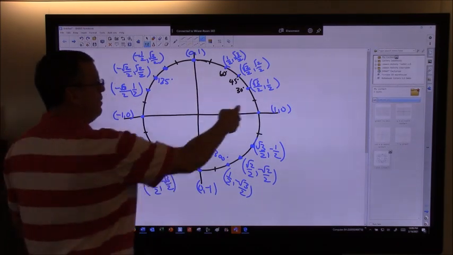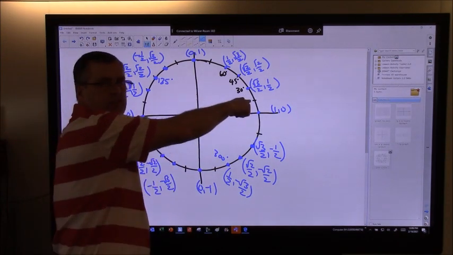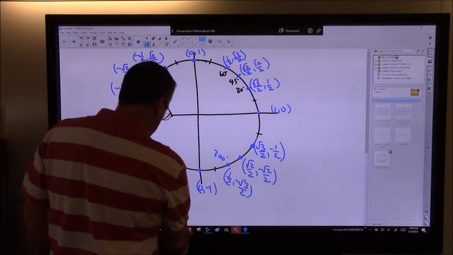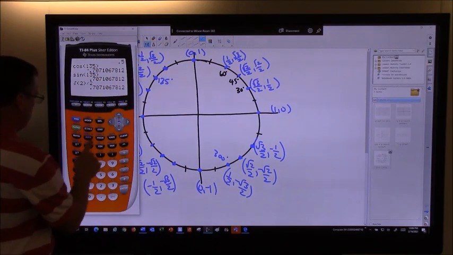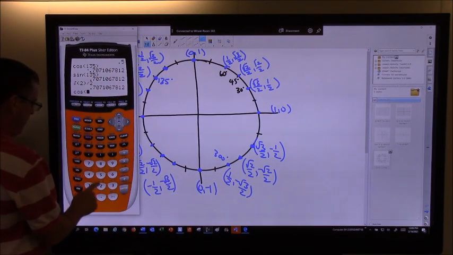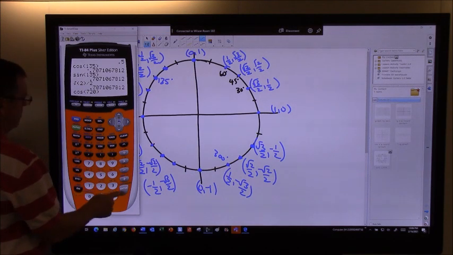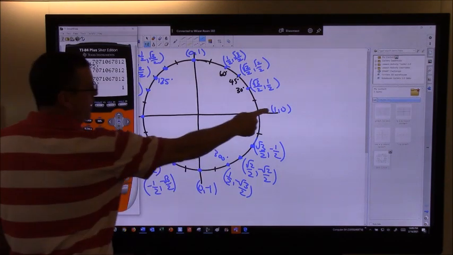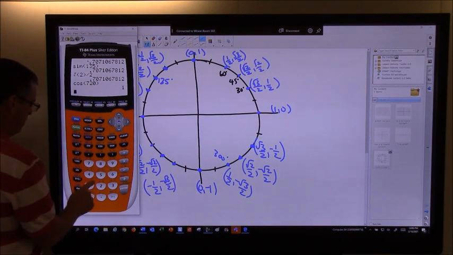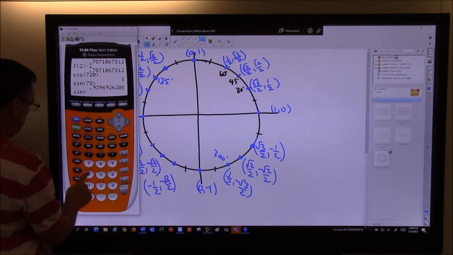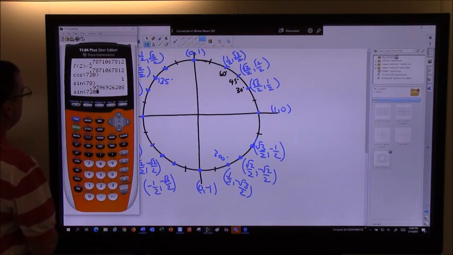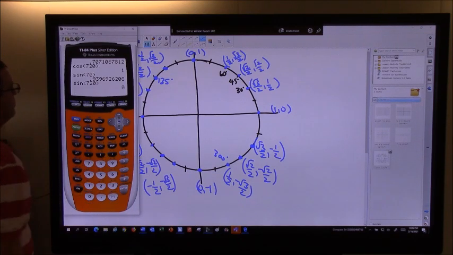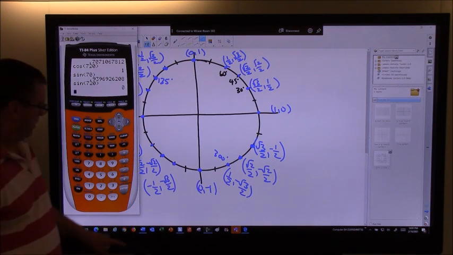Right? If I go around twice, that's a 720, and I do the cosine of 720 degrees, I should get 1. Right? There it is. If I do the sine of 720, I should get 0. There we go, 0. All right.